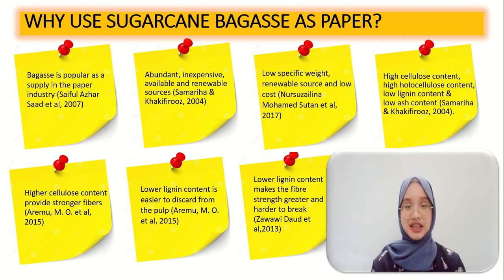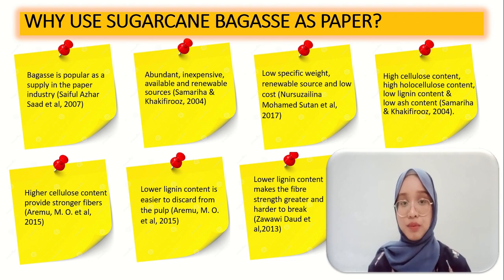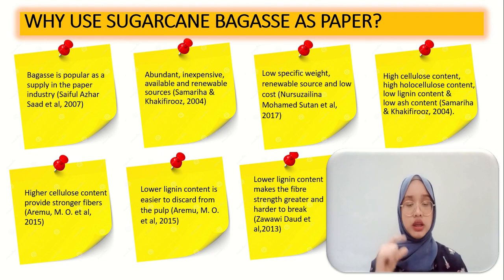For your information, the quality of fiber produced from non-wood material depends on the content of cellulose, hollocellulose, lignin content, and ash content. Therefore, higher cellulose can provide stronger fibers, thereby increasing the quality of paper produced. In addition, sugarcane bagasse also has low lignin content. By having lower lignin content, it is easier to discard from the pulp, and the paper that will be produced is of greater quality compared to the other non-wood materials.